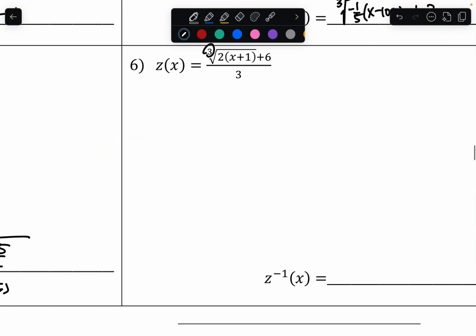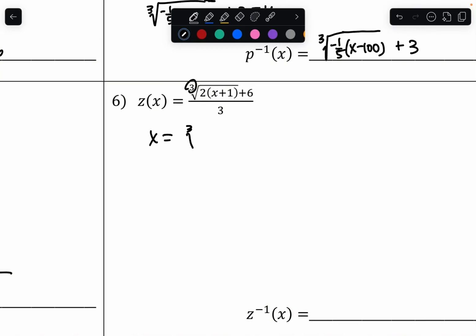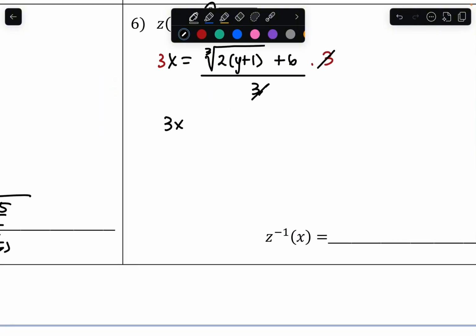All right, last one, we're starting with cube root, so we're going to end with cubic. So x equals cube root of 2 times y plus 1, and then that +6 is outside the radical. Be careful. Outside the radical, but still all over the 3. Okay, so our first step here is to get rid of 3. We would multiply both sides by 3. So 3x equals cube root of 2 times the y plus 1 plus 6.